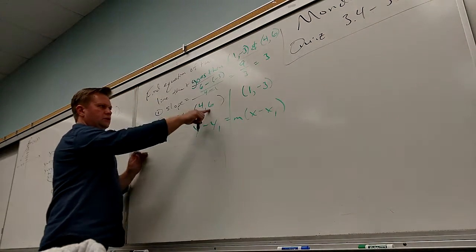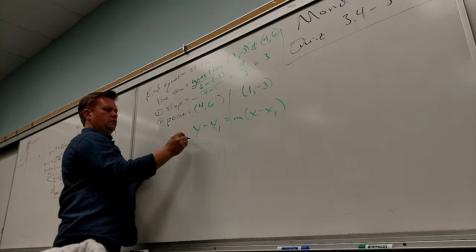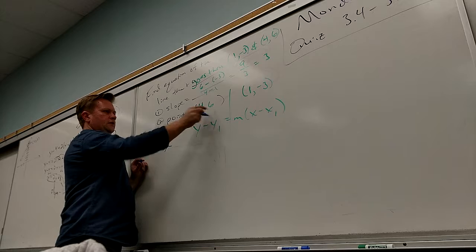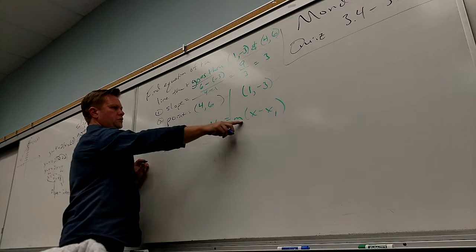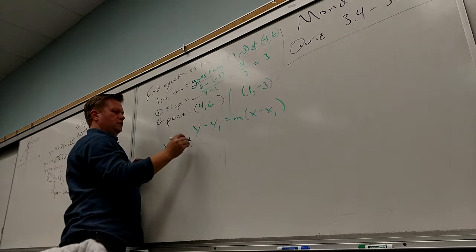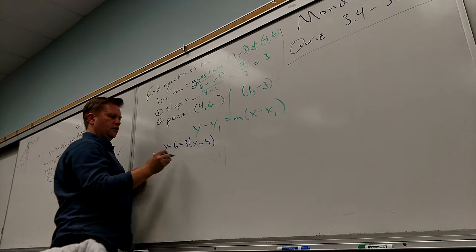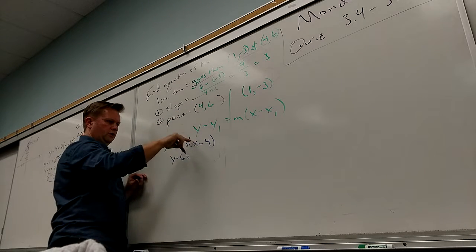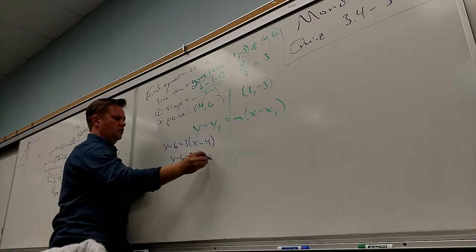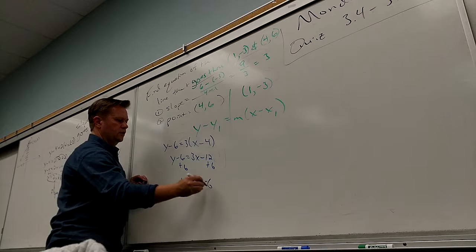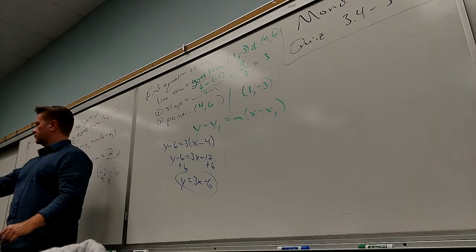So if I do it this way first, it'll be y minus what? 6 equals 3 times x minus 4. I like it. So I get y minus 6 equals 3x minus 12. Add 6, I get y equals 3x minus 6. That's what all you guys should have gotten.